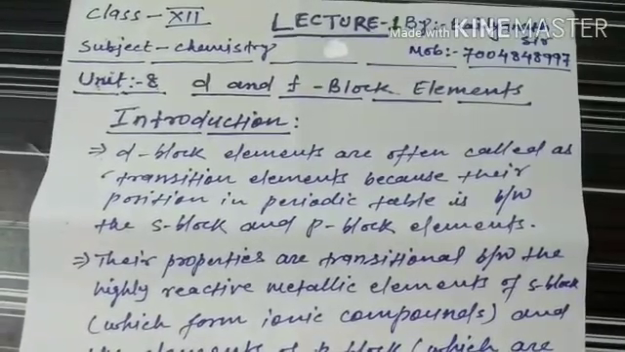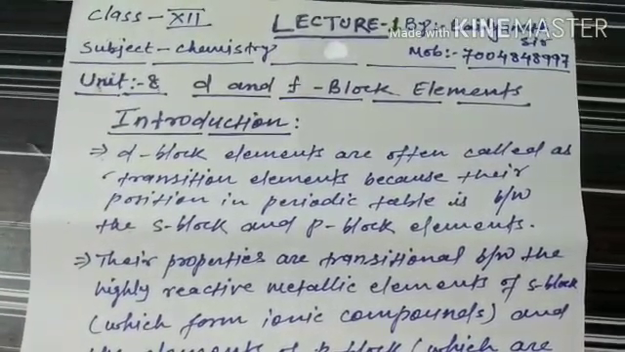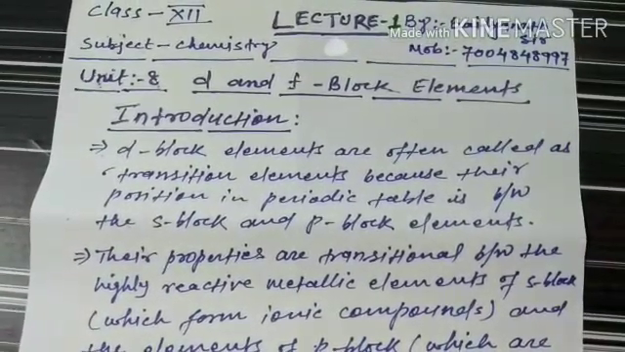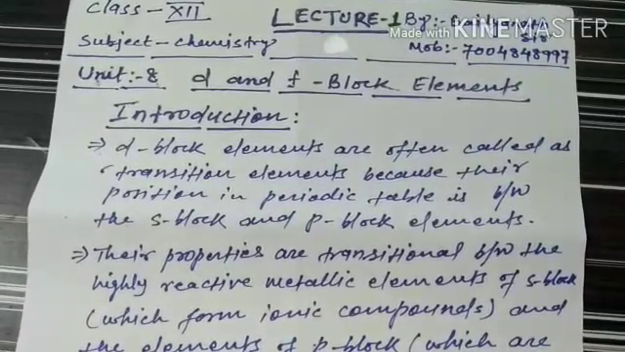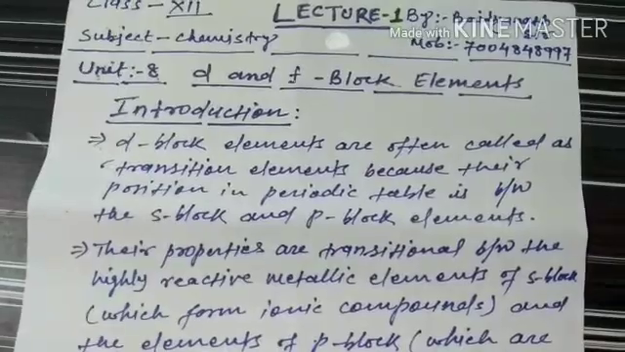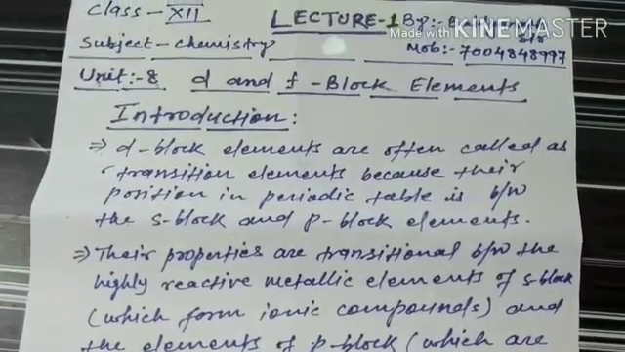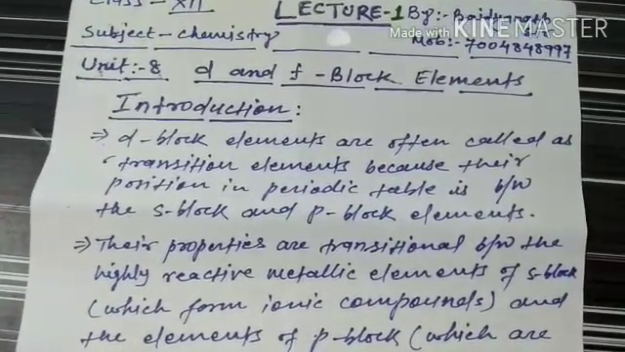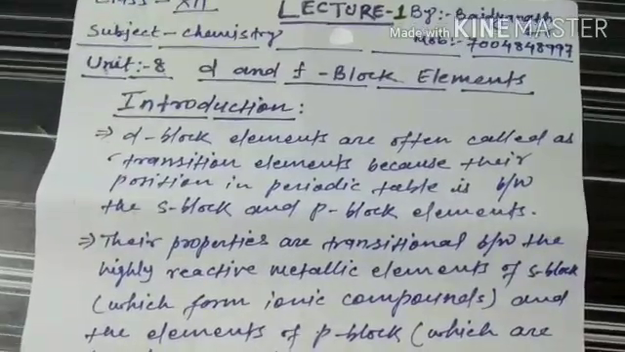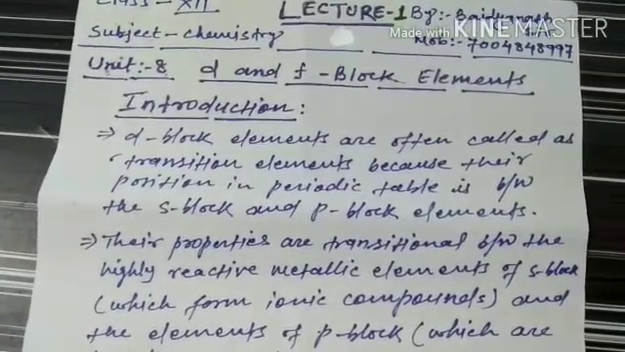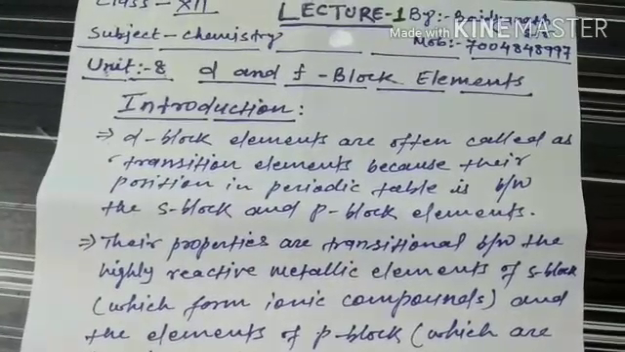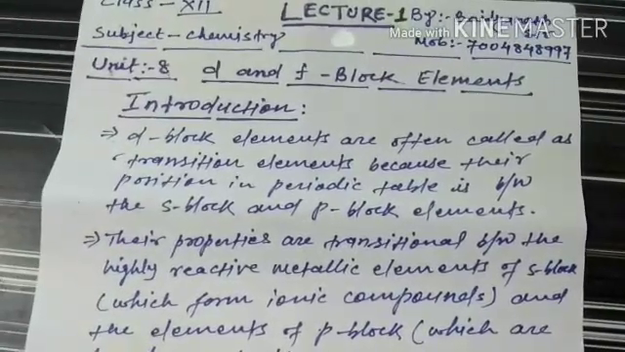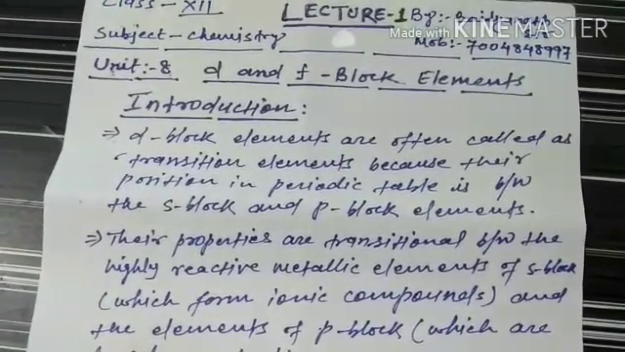D block elements are often called transition elements because their position in the periodic table is between the S block and P block elements. Transition means in between, and D block elements are situated in the periodic table in between P block and S block elements. That is why they are also called transition elements.